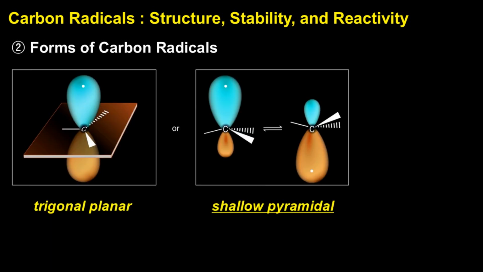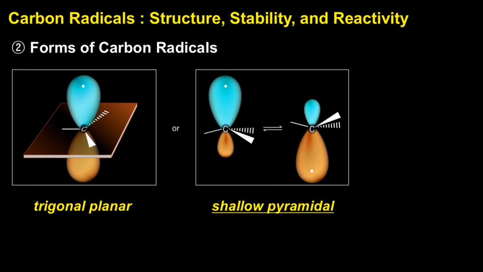There are 2 main ways we can classify carbon radicals. One is based on hybridization, and the other is based on how many groups are attached to the radical carbon. Let's start with hybridization. Unlike carbocation ions, which are always sp2 hybridized and have a flat trigonal shape, carbon radicals are a little more flexible.